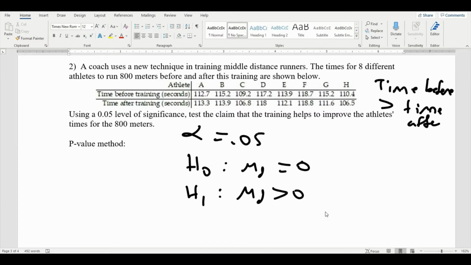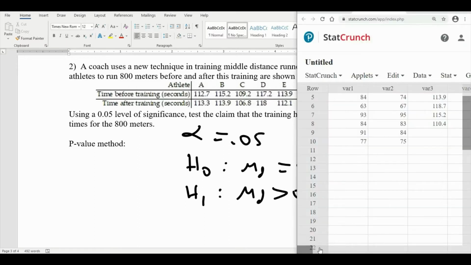Got that? And that's actually probably the hardest part of this problem, recognizing that this is a greater than. So the time before is going to be greater than the time after, because we should be decreasing our time after our training.